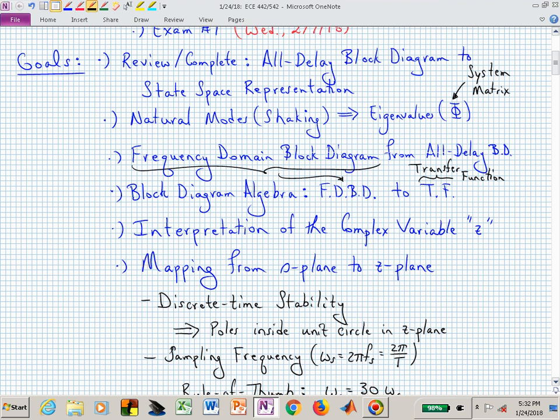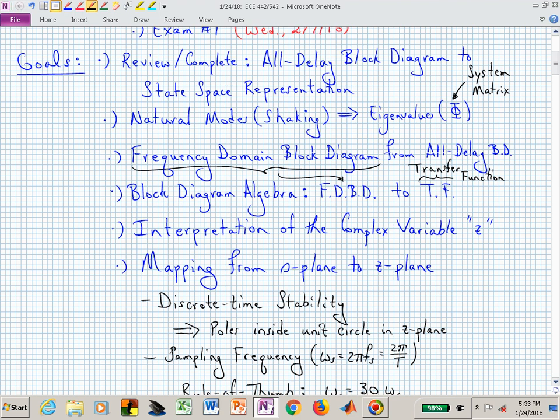So we'll finish that up, and then we'll show how easy it is, or how straightforward it is, to go from a time domain block diagram into a frequency domain block diagram. And from that, we'll illustrate some block diagram algebra, which you might want for one of your homework problems, homework number 1. We'll use the frequency domain block diagram to find the transfer function of that system.